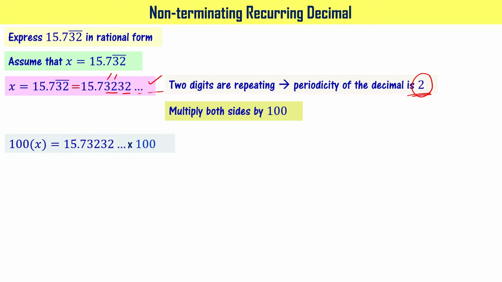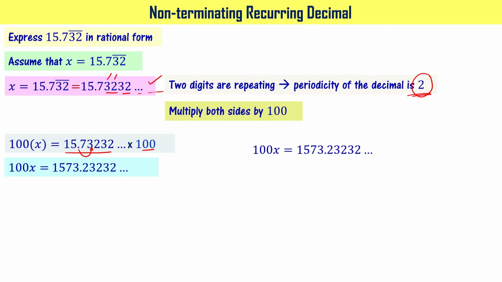When you multiply this number by 100, the dot will shift to the right by two digits because you have two zeros here. When you do that, you can write it as 100x equals 1573.23232323 and so on, right? Let's write that. And we know x equals 15.7323232 and so on, right? Let's write this way.